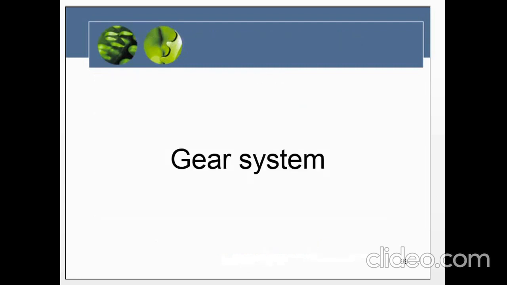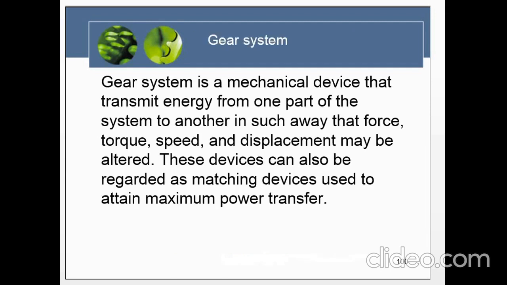Okay, next there is the gear system. The gear system is a mechanical device that transmits energy from one part of the system to another in such a way that force, torque, speed, and displacement may be altered. This device can also be regarded as a matching device used to attain maximum power transfer.